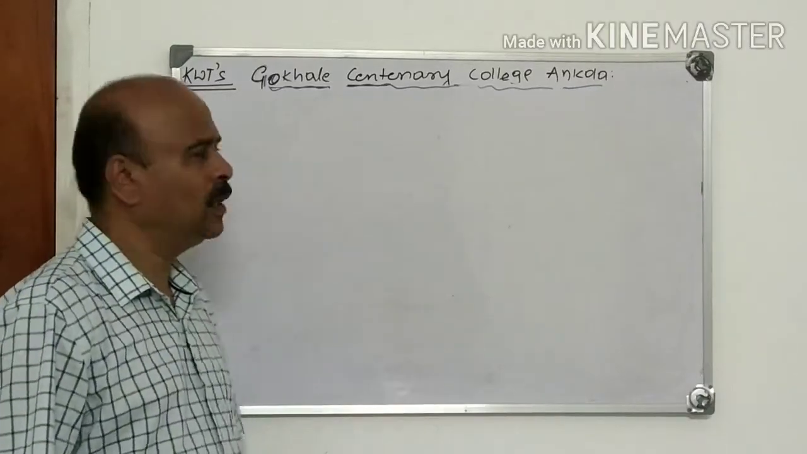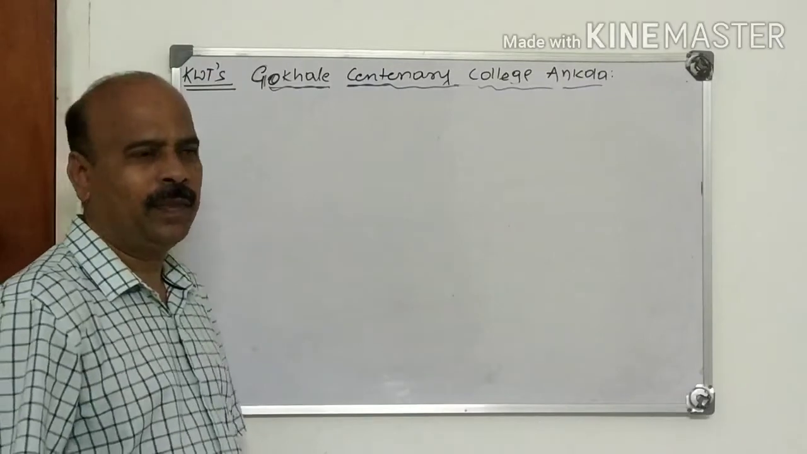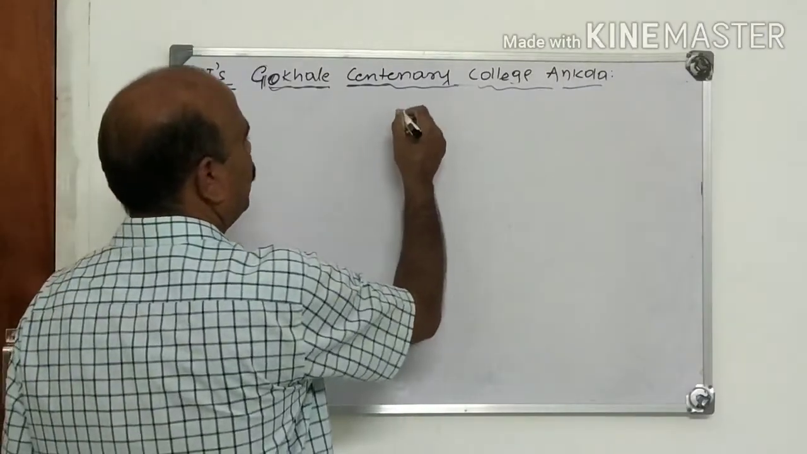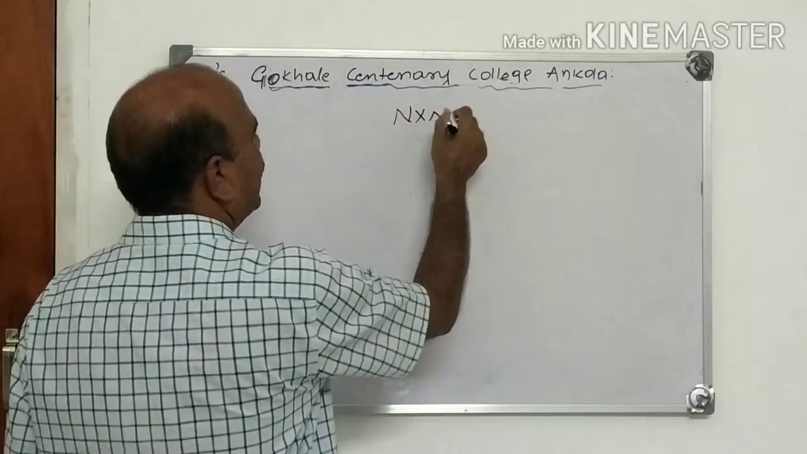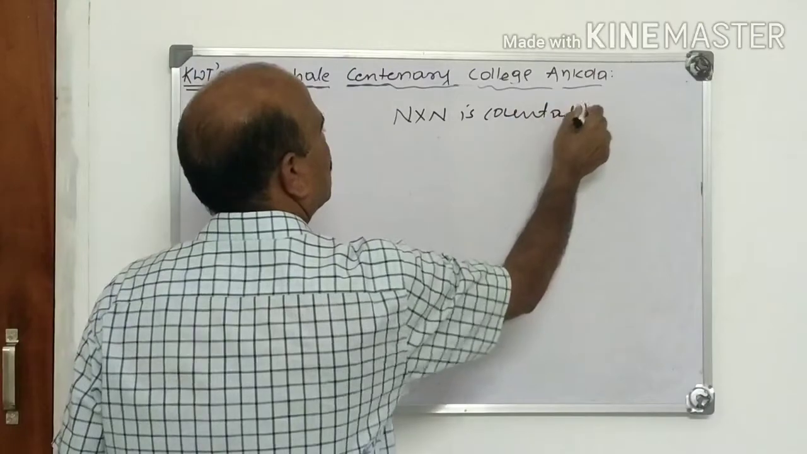Dear students, now continuation of the videos on set theory. In this video, I explain how to prove that N cross N is countable. N cross N is countable.